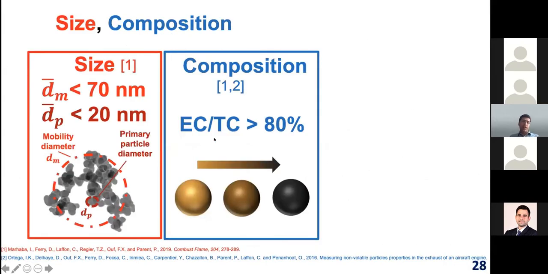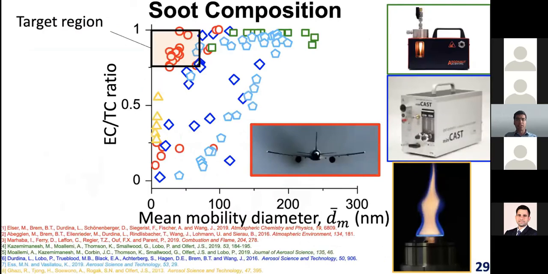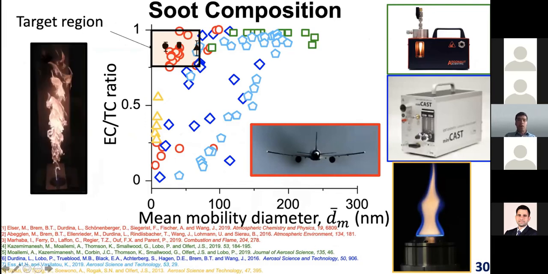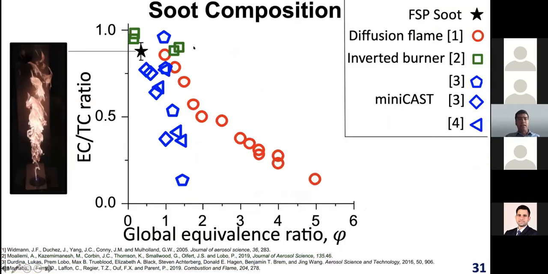So with the size criteria being met, now let's take a look at the composition of these particles. Just to remind you, we were interested in our particles being in this target region: mobility diameters less than 70 nanometer and elemental to total carbon ratios higher than 80%. All FSP-made particles, which had average mobility diameters less than 66 nanometer, had elemental content higher than 80%. It was actually close to 90%. And that's kind of expected based on the overall equivalence ratio of these flames.